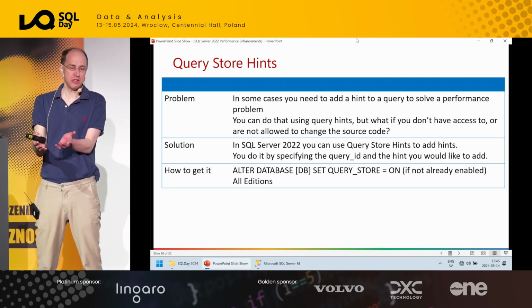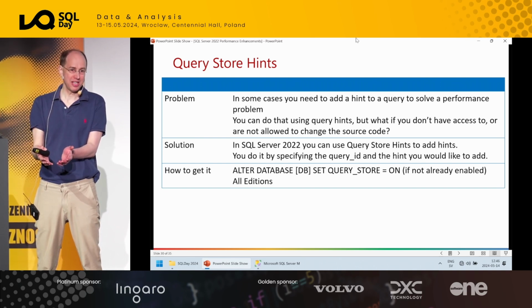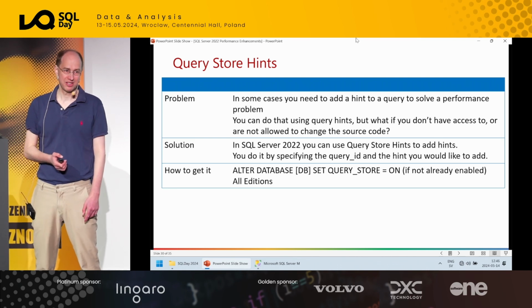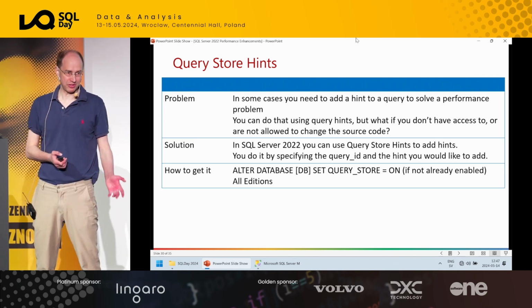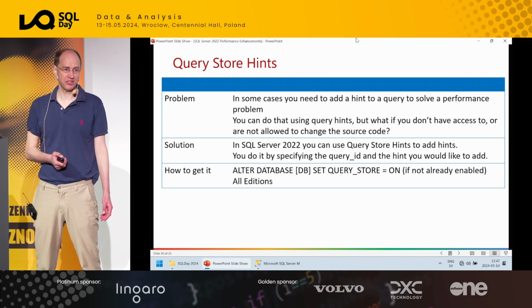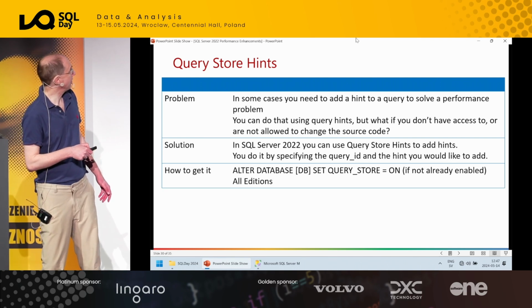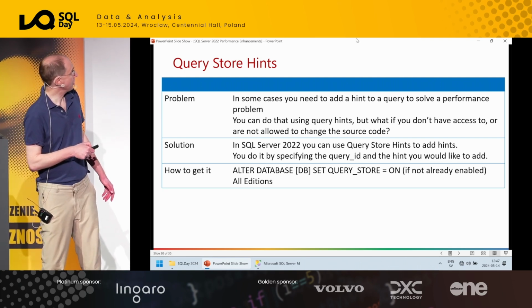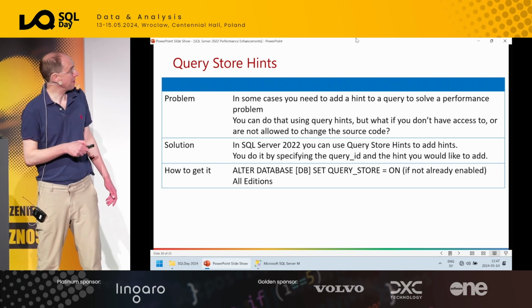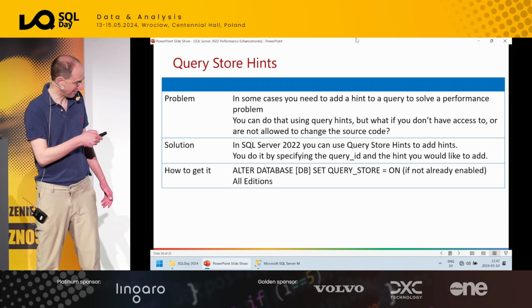But you can say if you have your own query, your own stored procedure, then it's easy to add it. But if you have a vendor application, or maybe even an internal application, it will still take some time for a developer to change it. How do you do it, right? What Microsoft has been doing here is utilizing Query Store, so that if you have a query ID from Query Store, then you can basically add hints.